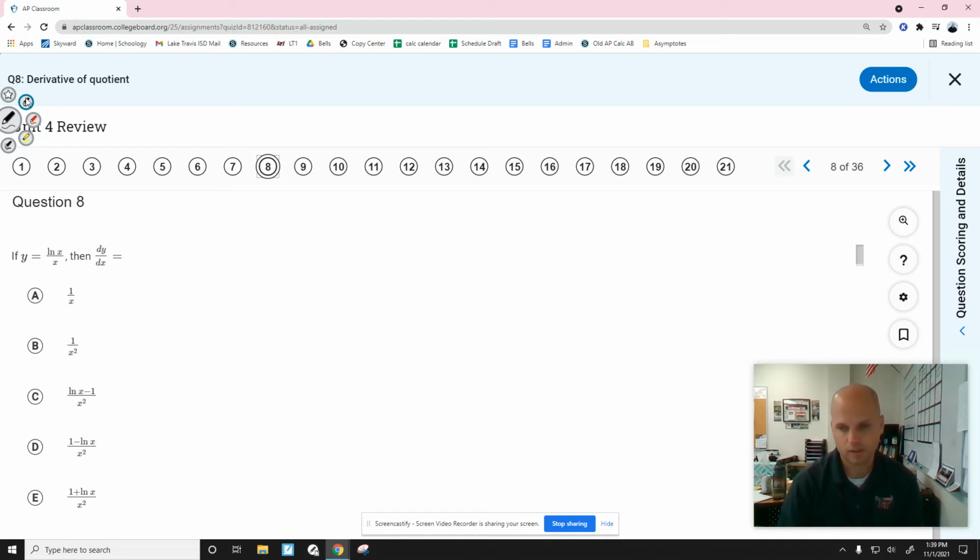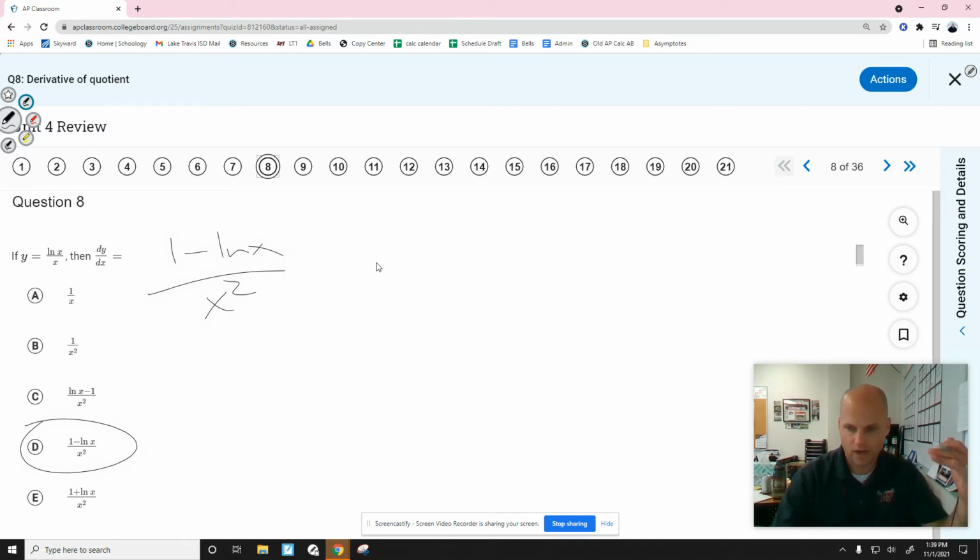I mean, we just did this, so use the quotient rule. Get it right. Derivative of the top times the bottom minus derivative of the bottom times the top, all over the bottom squared.